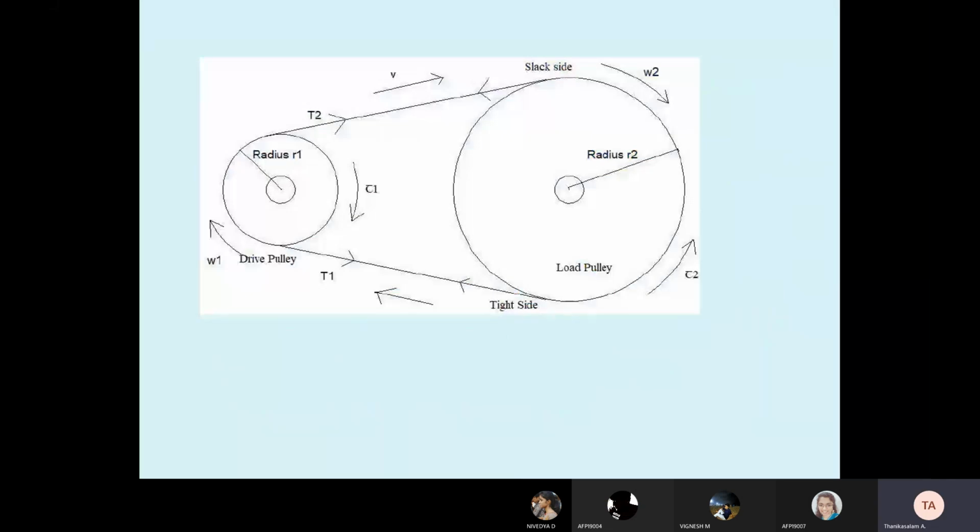And we started about belt friction. What is belt friction? The friction developed between belt and drum. When the belt is rotated, the bottom side is always the tight side. T1 is the tight side or maximum tension. T2 is the slack side tension, or minimum tension.